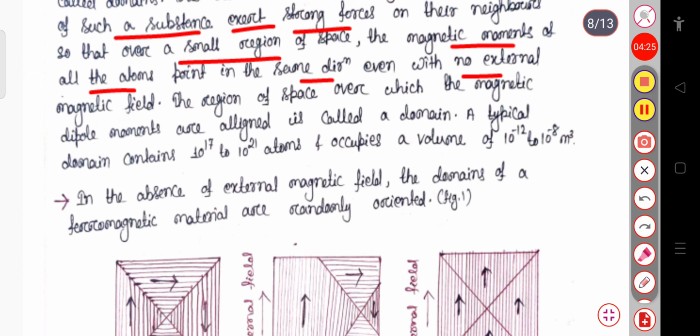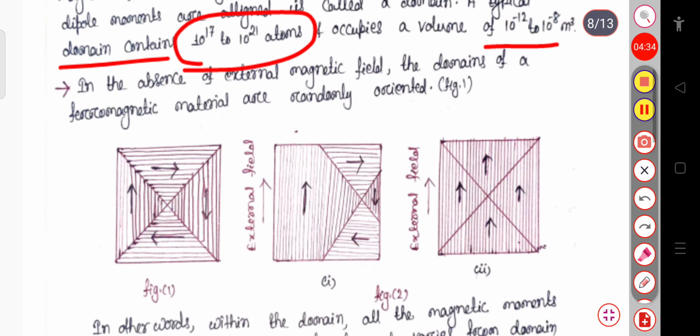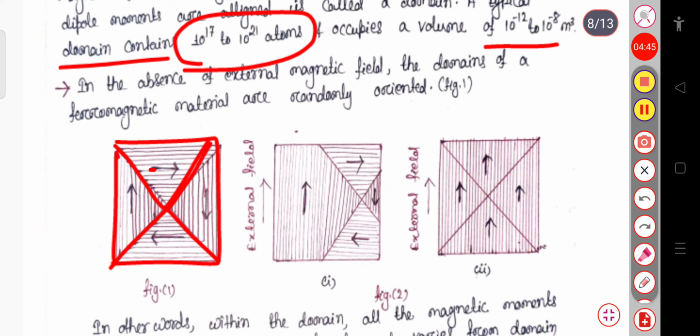A typical domain contains 10 power 17 to 10 power 21 atoms and occupies a volume of 10 power minus 12 to 10 power minus 8 meter cube. In this figure, you can see there are 4 domains. In this particular domain, suppose the dipole alignment, the magnetic dipoles, are in this direction.